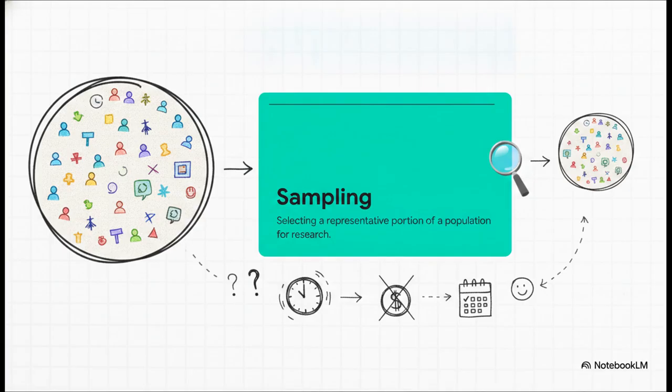The answer is sampling. Simply put, this is the process of selecting a representative portion of a population. Because researchers face severe, very real limitations in time, cost, and resources, it's just physically impossible to talk to everyone. Instead, we carefully select a smaller group that is meant to accurately represent the whole. But here's the catch. How you pick that smaller group completely dictates the validity of your entire study.